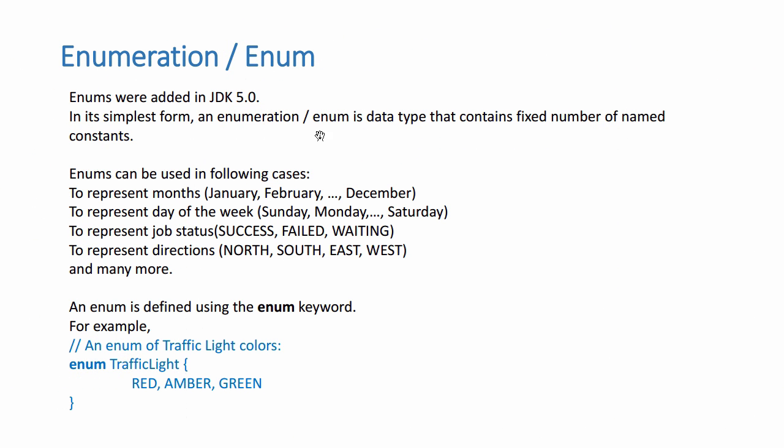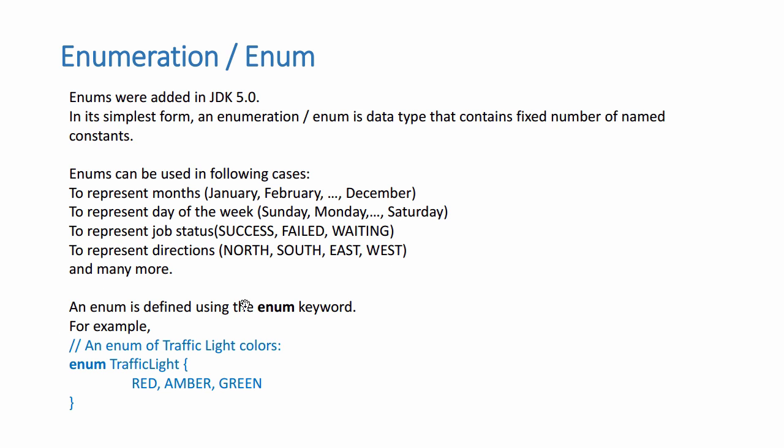An enumeration or enum is a data type that contains fixed number of named constants. For example, enums can be used to represent months, January, February till December. We have 12 fixed values in this case. To represent day of the week, Sunday, Monday till Saturday, we have 7 fixed values in this case. To represent job status, success, failed or waiting for resources. To represent directions, north, south, east, west, and many more cases.